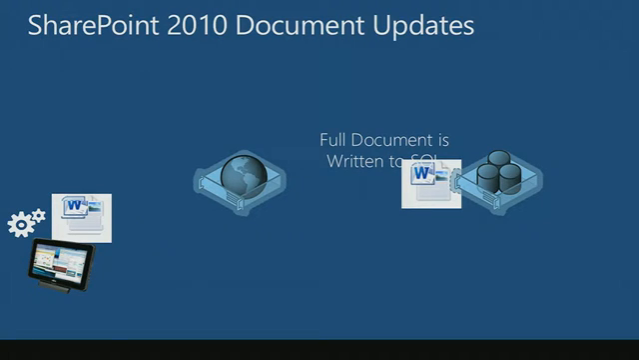Just a side question. If I've got a 1 meg document and I've got 5 versions of that document, how big's my content DB? 5 meg, yeah. So SharePoint doesn't actually save the deltas. Okay, so it's a key thing to be aware of.